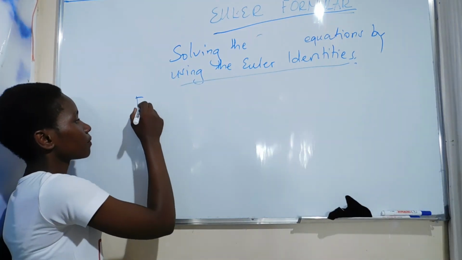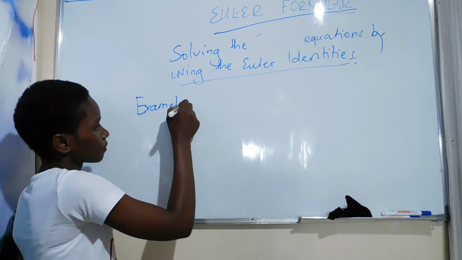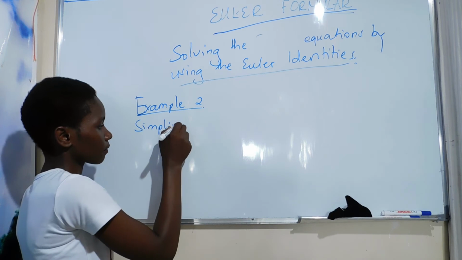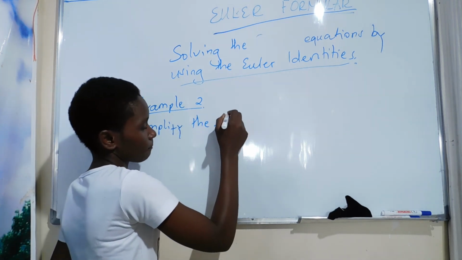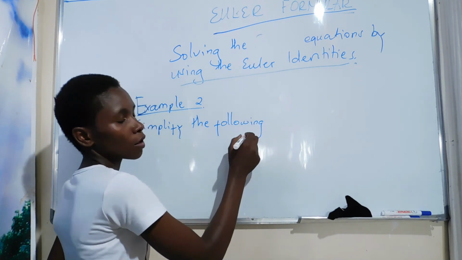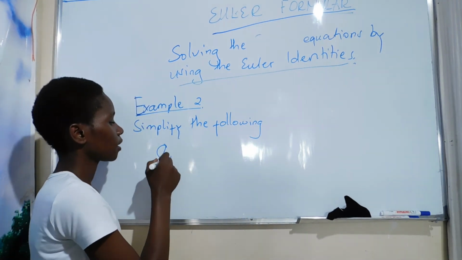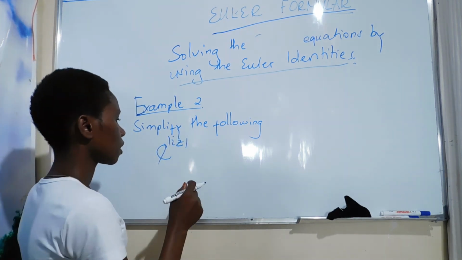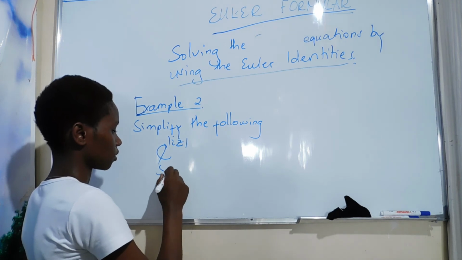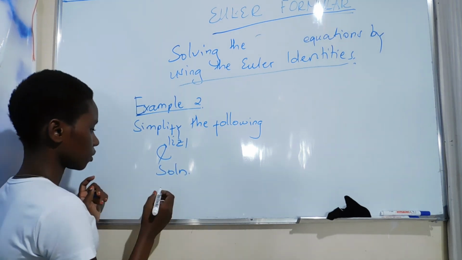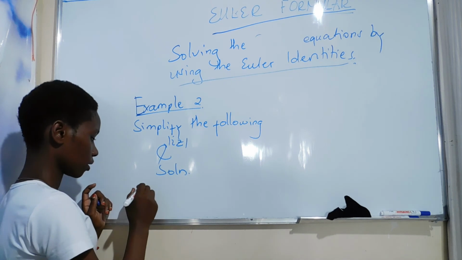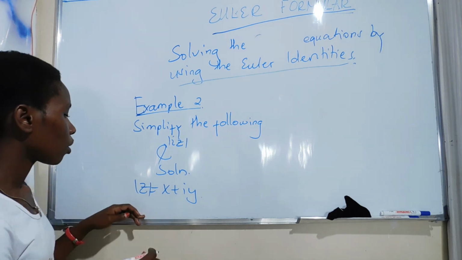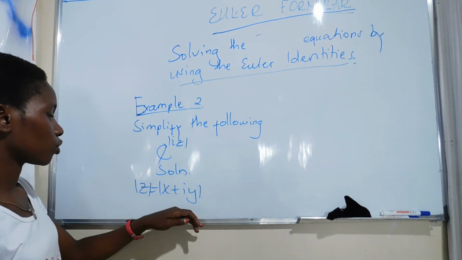The other example, you are told to simplify the following: the absolute value of e^{iz}. So, solution, we start by defining what z is. z is equal to x plus iy. So this will be inside the absolute, which is the modulus.